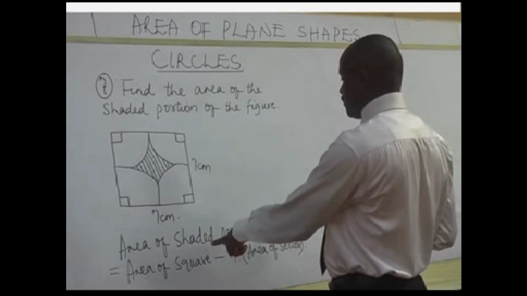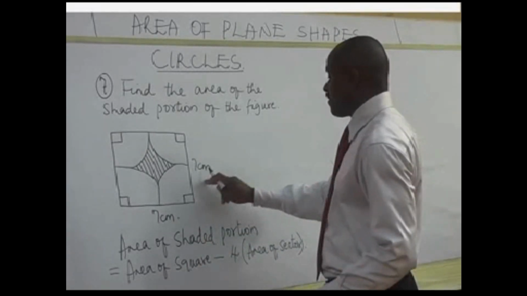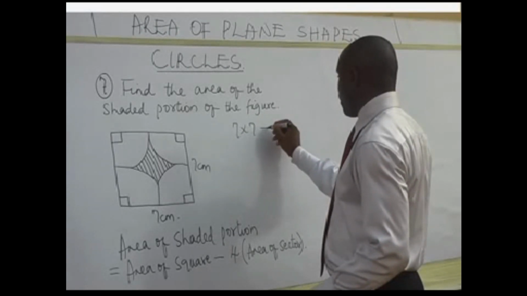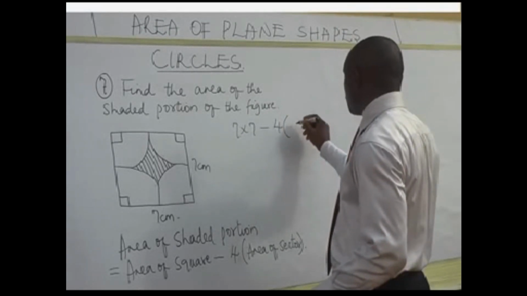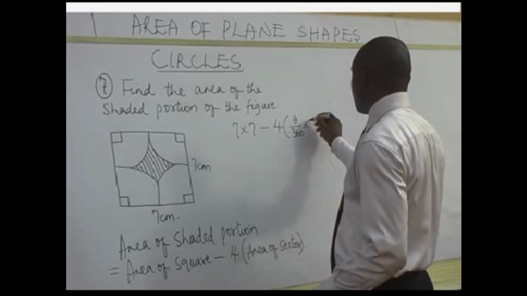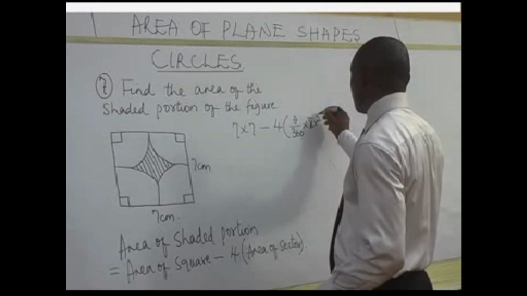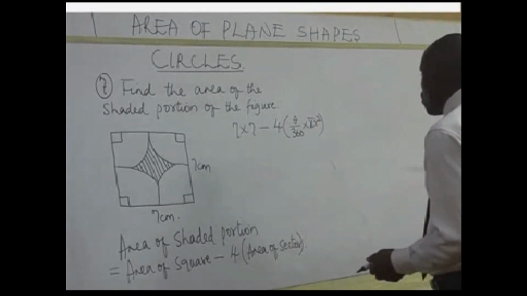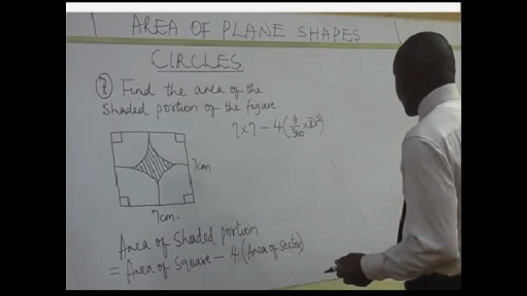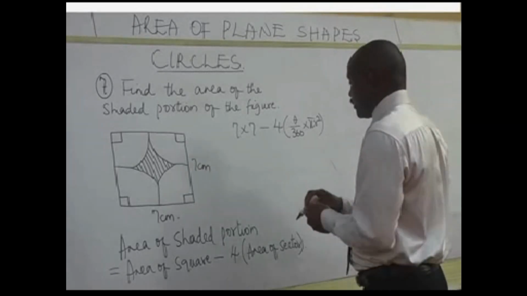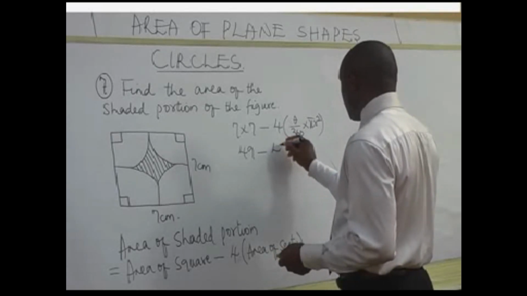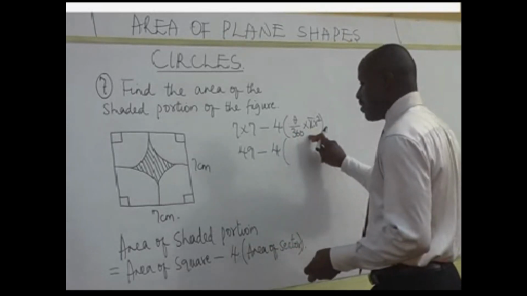So area of this square will be 7 times 7. Then minus 4 into theta over 360 times pi r squared. That will give us the value we are looking for. 7 times 7 is 49. We don't need the calculator for that one. So we have 49 minus 4 into the area of the sector.